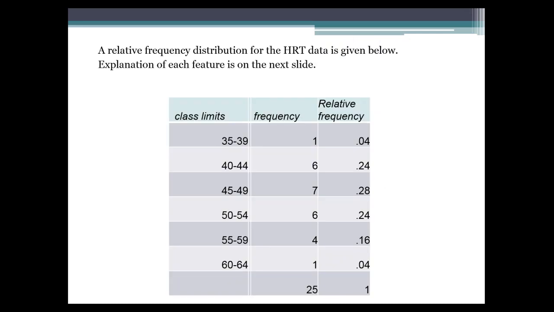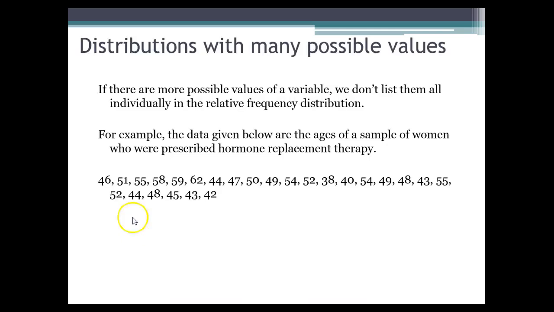So I created a relative frequency distribution here, and I didn't use any software to do this. I just did this by hand. And let me tell you exactly how I did all this. Like I said, there were too many possible values to list them all, so we categorized them. We did 35 to 39, and if you look back at the data, there was just one person in the 35 to 39 range. That was this one here, the person who was 38.